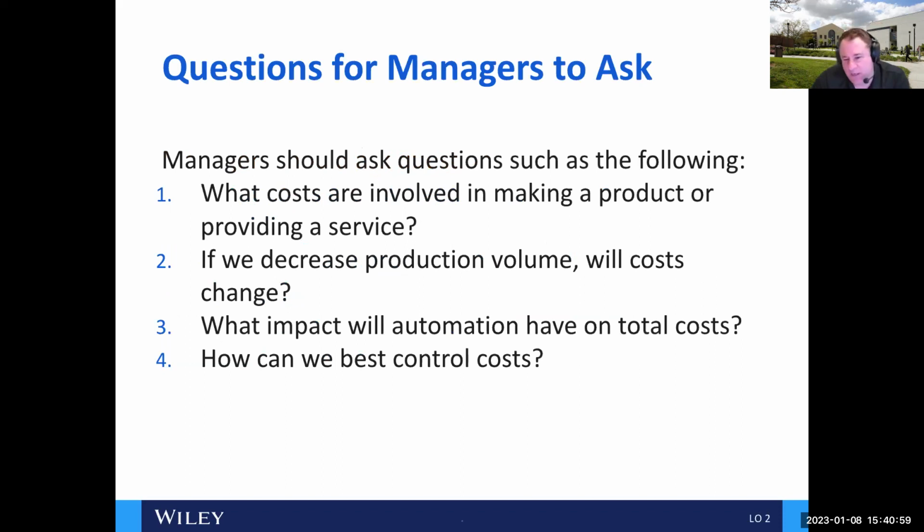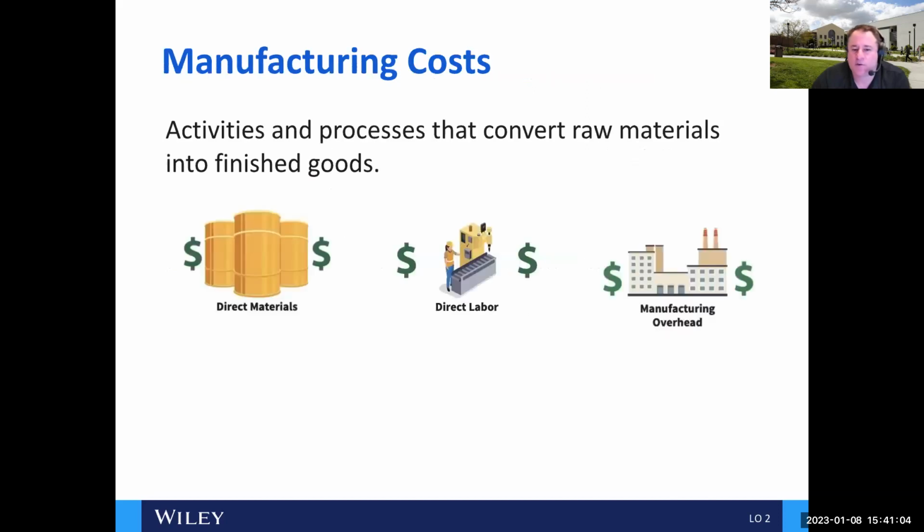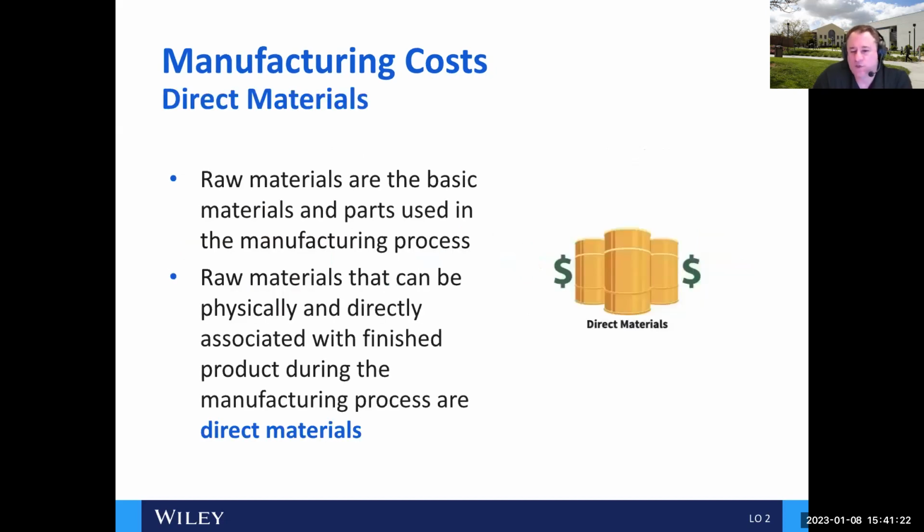Again, over here, what costs are involved in making a product or a service? Let's take a look over here. I have a lot of different videos on this, with problems from this chapter that have been solved. Manufacturing costs are activities and processes that convert raw materials into finished goods. This is what we call a product cost. What's a direct material? They're raw materials, right? They're raw materials.